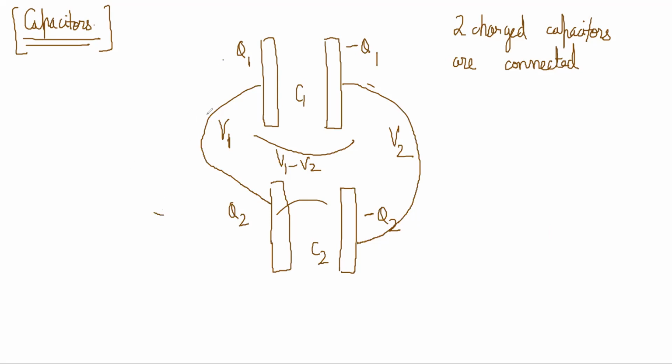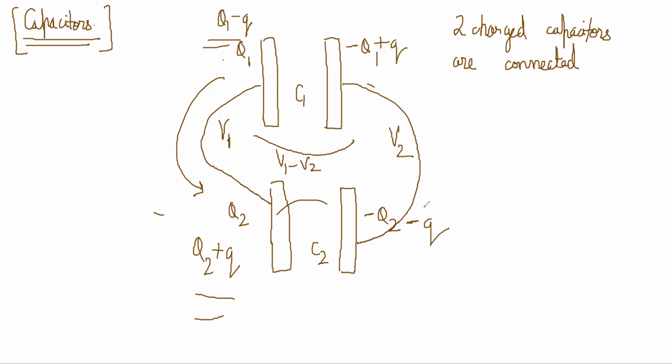So let's say Q1 minus Q and it became Q2 plus Q. Some charge flowed from here to here. So what we will have is that finally these are the final charges: Q1 minus Q, and because some charge went this side, it will also become minus Q1 plus Q and minus Q2 minus Q, right? In the final situation, these are the charges, Q2 plus Q and Q1 minus Q, minus Q.